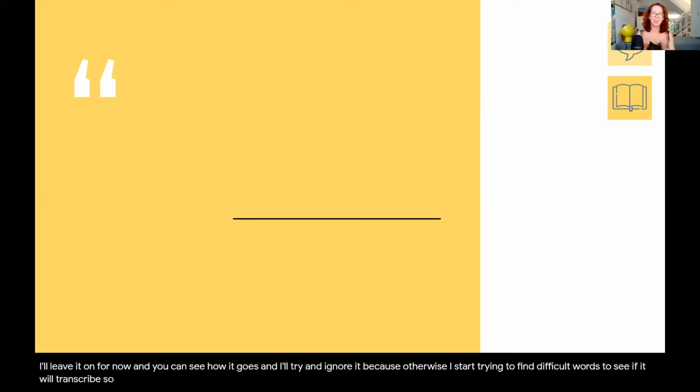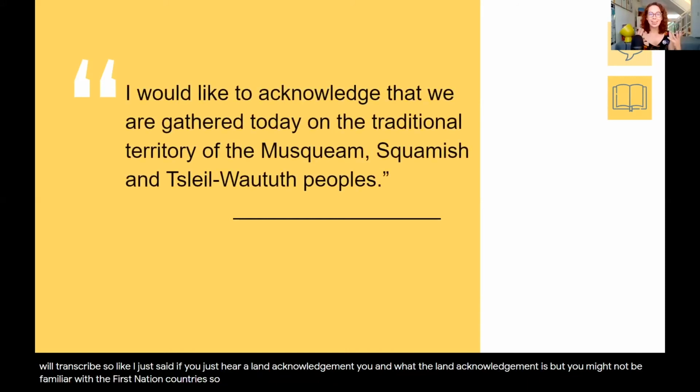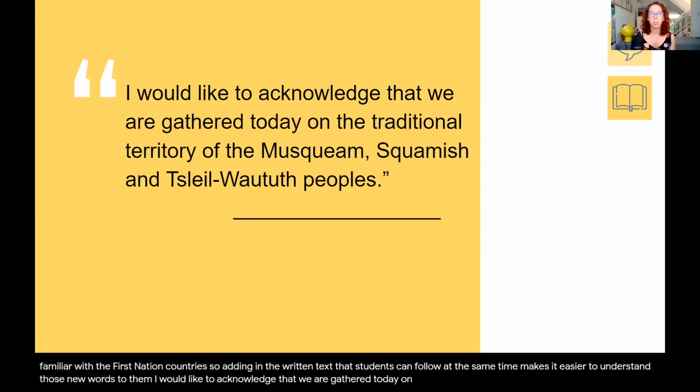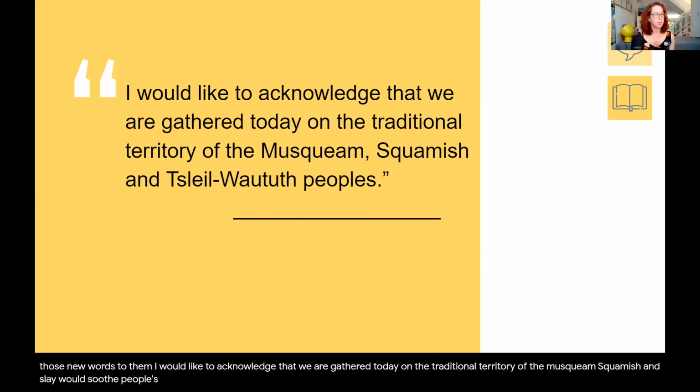So, like I just said, if you just hear a land acknowledgement, you understand what the land acknowledgement is, but you might not be familiar with the First Nation countries. So adding in the written text that students can follow at the same time makes it easier to understand those new words to them. I would like to acknowledge that we are gathered today on the traditional territory of the Musqueam, Squamish and Tsleil-Waututh peoples. Still difficult. Two modes, having the text supports the speech.